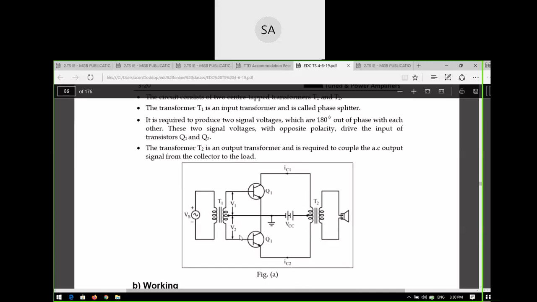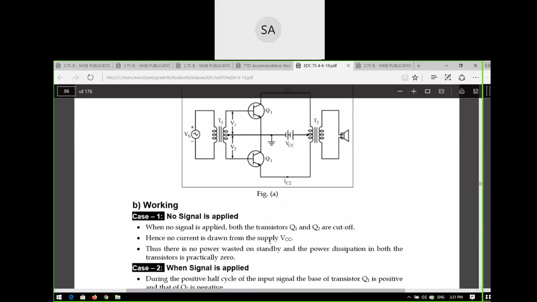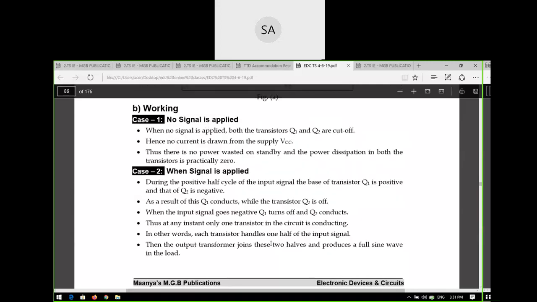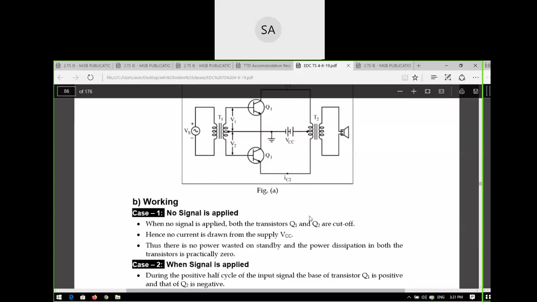The transformer T2 is the output transformer and is required to couple the AC output signal from the collector to the load. What is the load here? The loudspeaker. So the output transformer is used to couple the collector voltage to the load. It is for coupling purposes, so it is called the output transformer or coupling transformer.